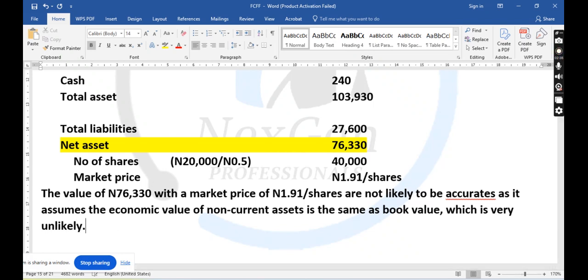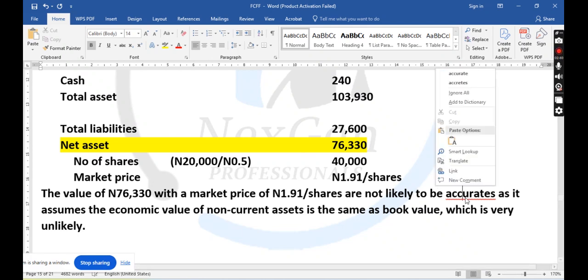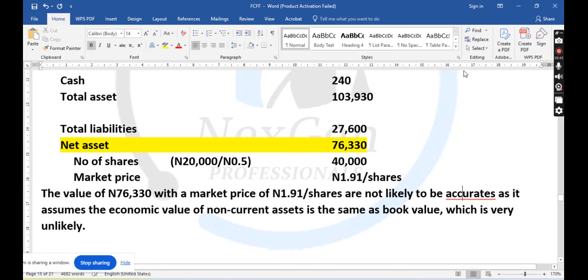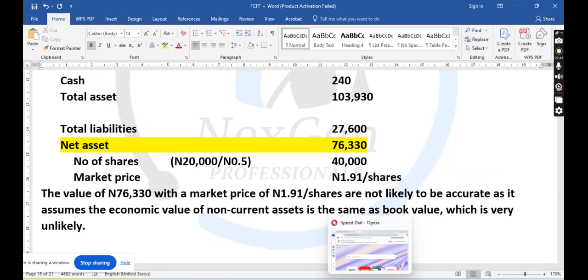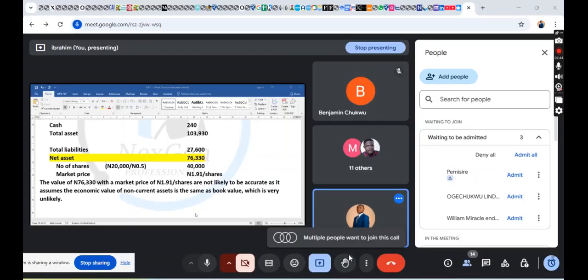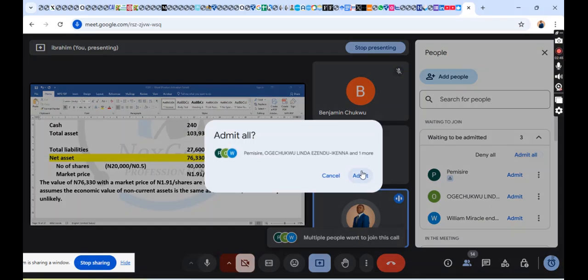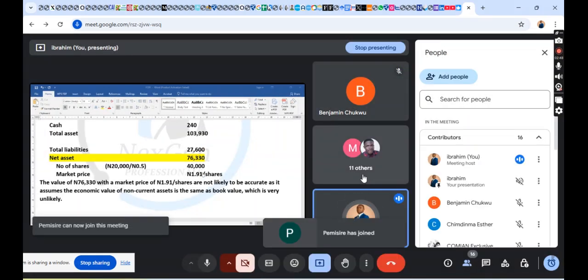Thank you. Okay. Now, we may not use this market price. That is another thing you should take note of. Please, that is why I usually say you should pay attention. We may not use the market price. Do you know why?